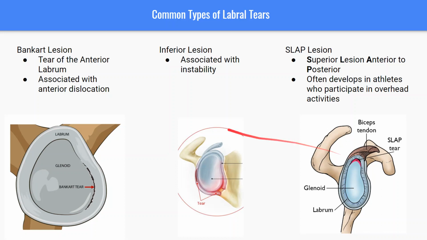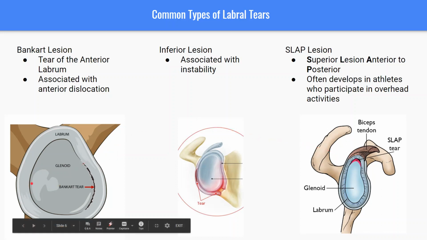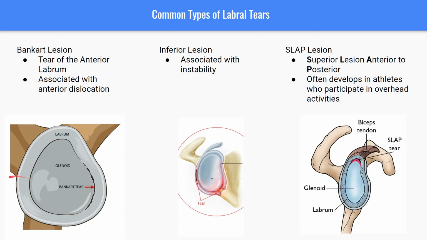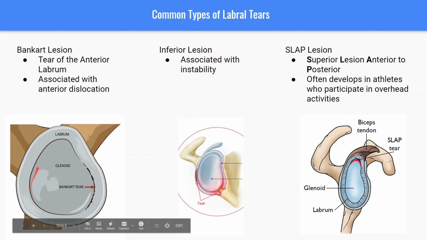More uncommon ones, you can have what's called a Hill-Sachs lesion, which is actually a posterior tear, and sometimes that can also occur with glenohumeral dysfunction, instability, and also the humeral head can then be jammed and have a compact fracture associated with that. Again, that's more like a posterior dislocation and a posterior labral tear.